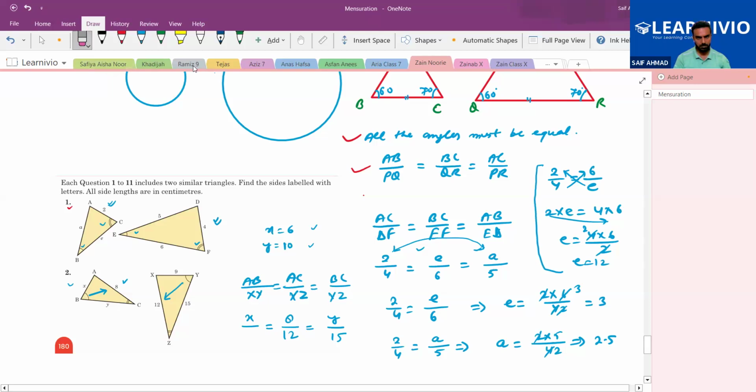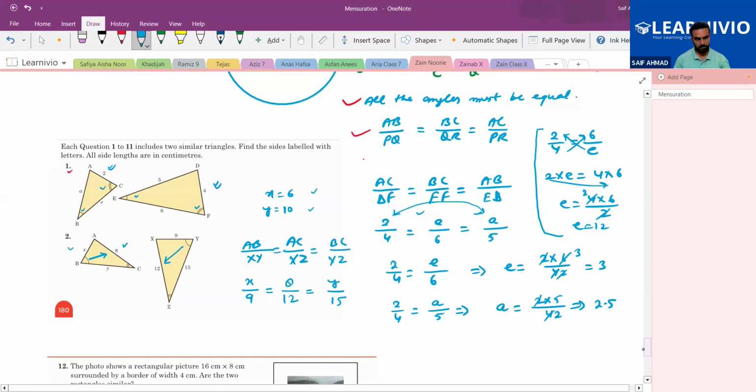What is the value of XY? XY is 9. Now X is equal to 8 into 9 by 12. 4 into 8, which 4 is 3 is 6. 12, 3 threes are 9. Okay? Yes.